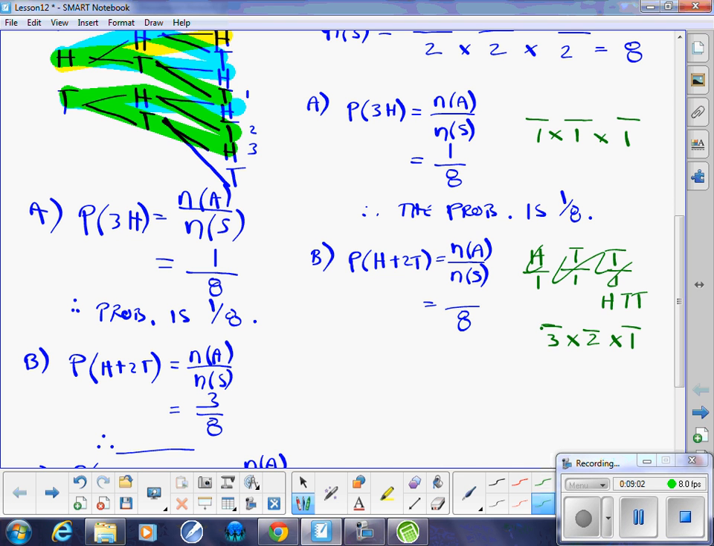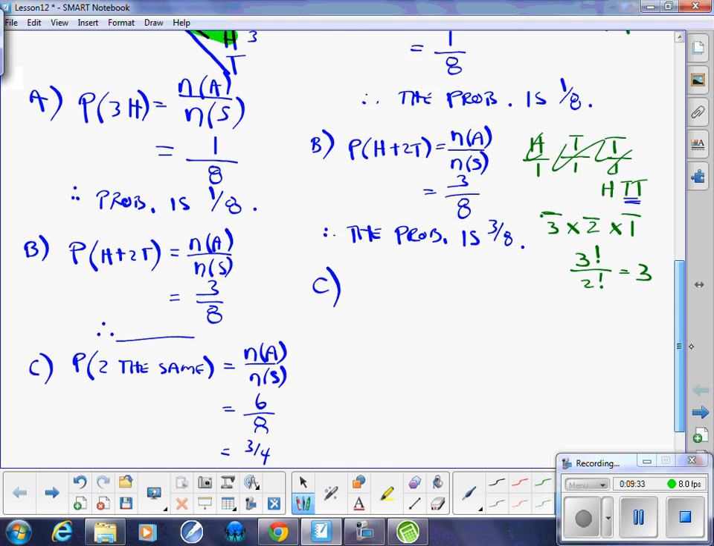The only thing we have to remember in this case is that we have clones. So this is an example where I'd have to bring in clones. So really my numerator would be 3 factorial from above, divided by 2 factorial for the 2 T's, which would give me the number 3. So the probability would be 3/8. And the last one is 2 the same.